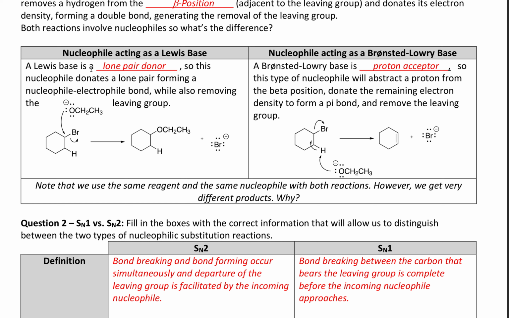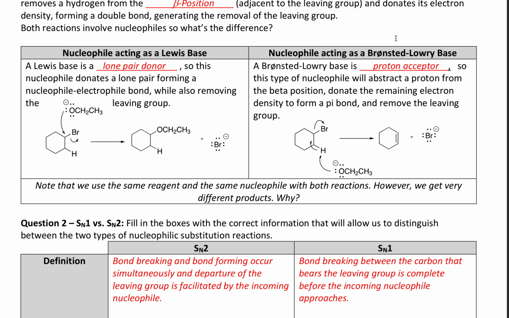So a Lewis base is a lone pair donor. So this nucleophile donates a lone pair, forming a nucleophile-electrophile bond, while also removing the leaving group. So if we look over here, we have this nucleophile. This nucleophile is going to attack this partially positive reactive carbon and facilitate the removal of that bromine leaving group. Okay, so that's what it's just saying up here. This is a lone pair donor, so it gives off a lone pair to form an electrophile-nucleophile bond while also kicking off that leaving group. Okay, so this is what happens if your nucleophile acts as a Lewis base.